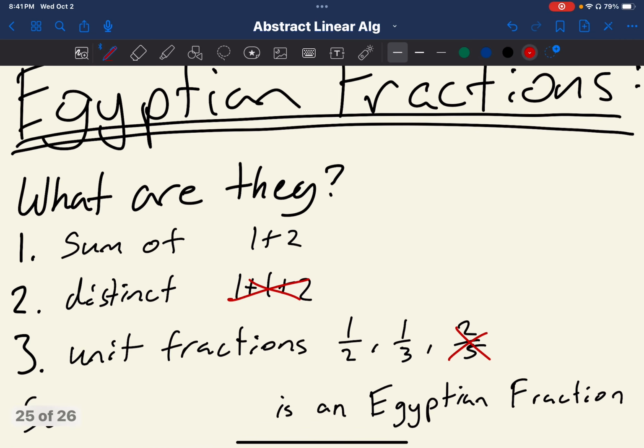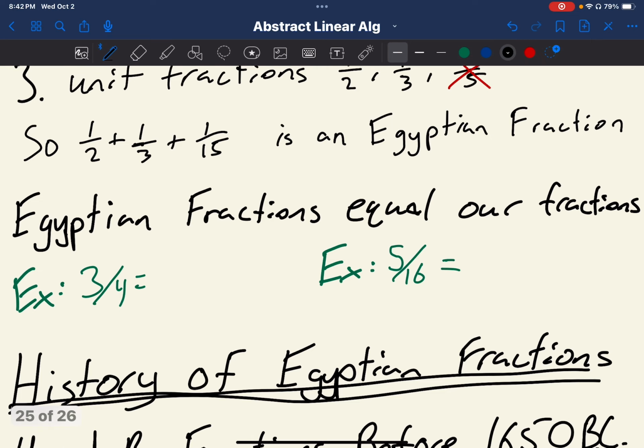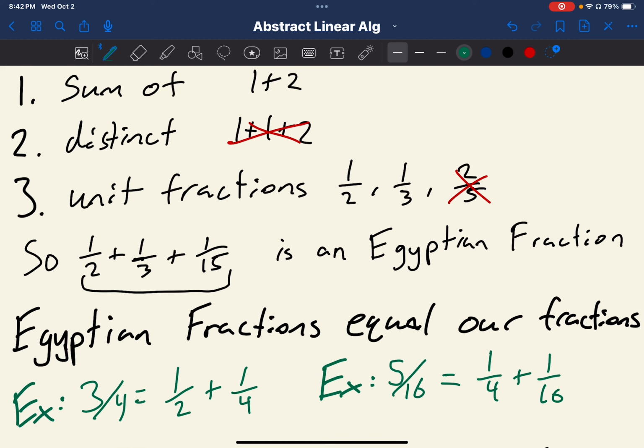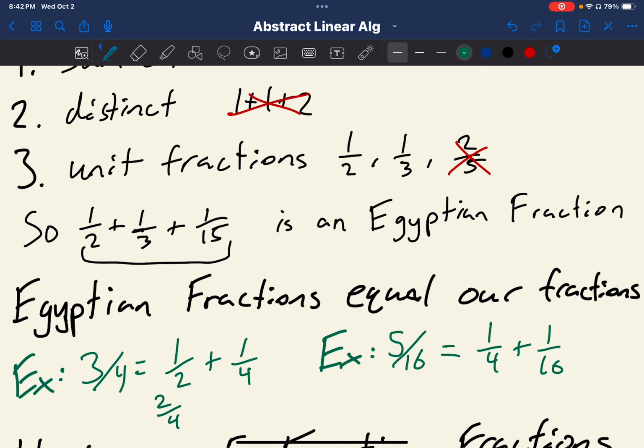So to get an Egyptian fraction, we need all three of these things combined, which means it's going to be a sum of non-repeating unit fractions like this one. Okay? Egyptian fractions equal our fractions, right? This sum adds up to some fraction that we can write with numerators that aren't 1. For example, down here, 3/4 we can rewrite as 1/2 plus 1/4. And 5/16 similarly, we can write as 1/4 plus 1/16. Notice here that, of course, 1/2 is 2/4 and 1/4 is 1/4, and that's how we can get 3/4.